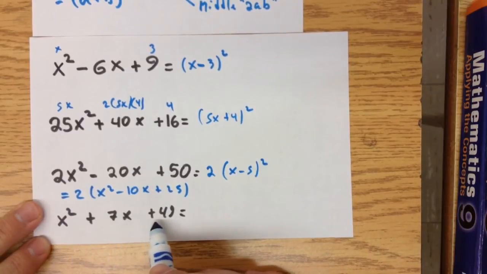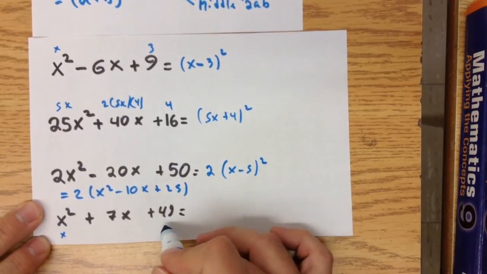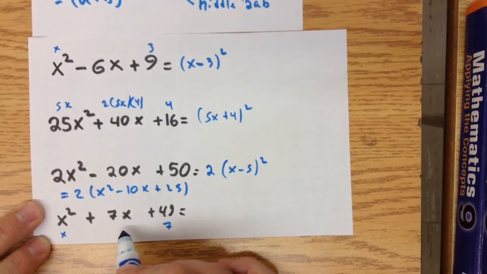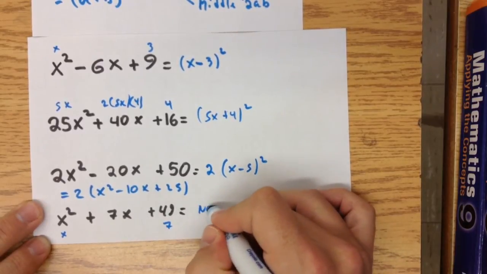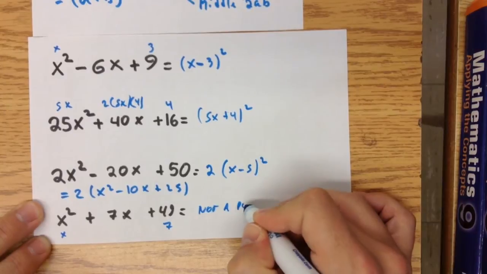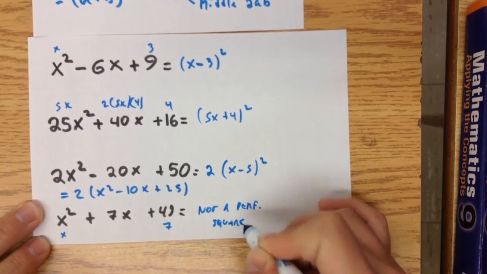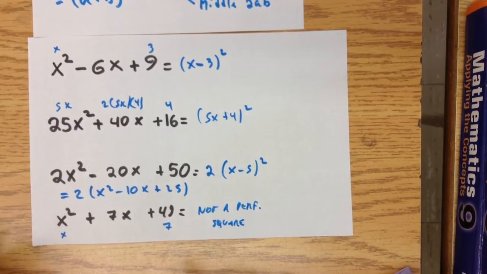x squared plus 7x plus 49. So now, are there 3 terms? Yes. Are they both perfect squares? Well, that's x, and that would be 7. So now I need to check 7 times x, but twice. This is only 7 times x. So I should see 14x if this was a perfect square. So this is not a perfect square. Now I should try to see if there's another combination that would work, but at least for this point I know that it's not a perfect square and I cannot use that shortcut.